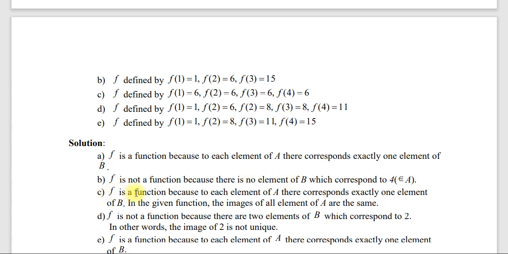For C, f is a function because to each element of A there corresponds exactly one element of B. In the given function the image of all elements of A are the same.